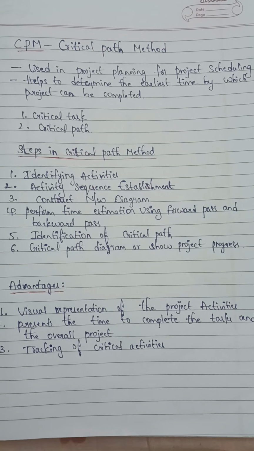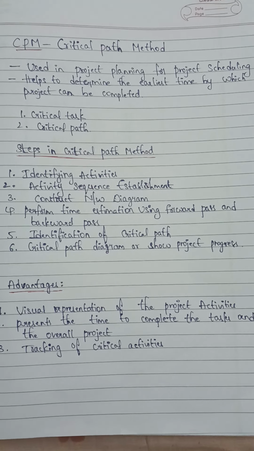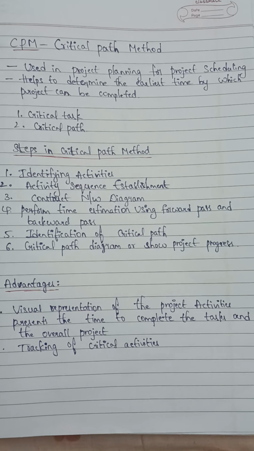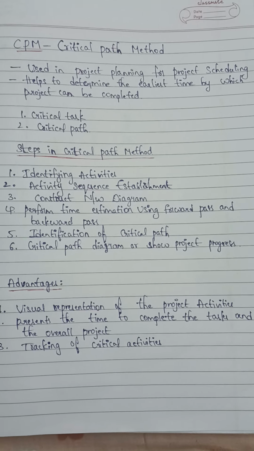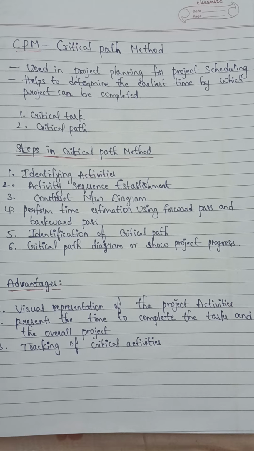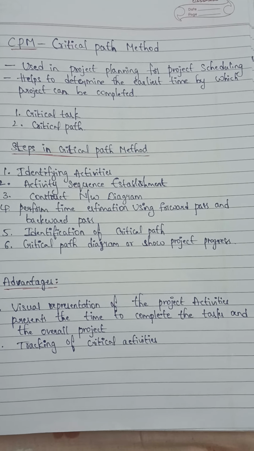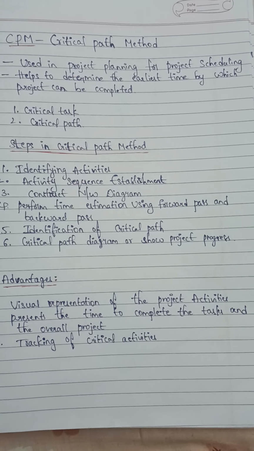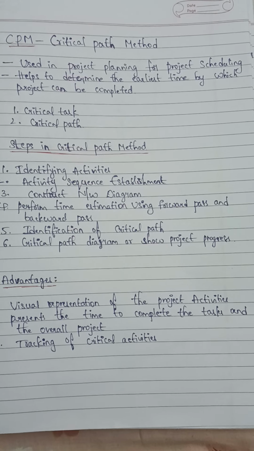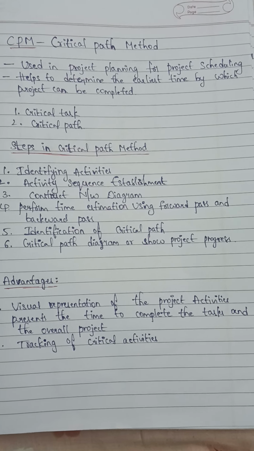Hi friends, today we are going to discuss CPM, that is critical path method in software project management, and it is one of the techniques of network planning. Critical path method is a method used in project planning for project scheduling for the on-time completion of the project, and it helps to determine the earliest time by which the project can be completed.